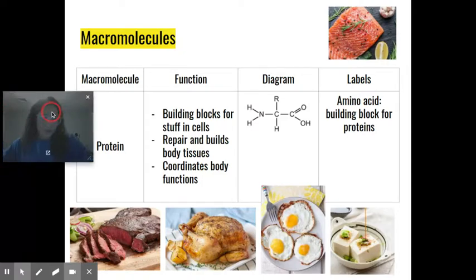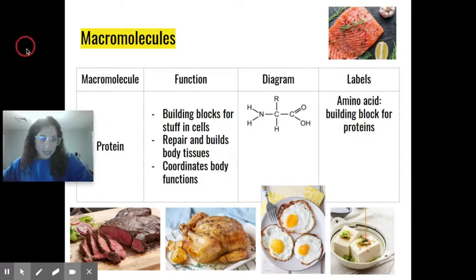All right, so the third macromolecule is protein. Proteins actually do a whole lot inside your body. They have a bunch of different jobs, but the main job that you can summarize all jobs under would be that they are the building blocks for all the different stuff in your cell. Keep in mind, the cell is the basic functioning unit of life. We are made out of billions upon trillions of cells, and all of the stuff inside of our cells tends to be made out of proteins, different types of proteins.